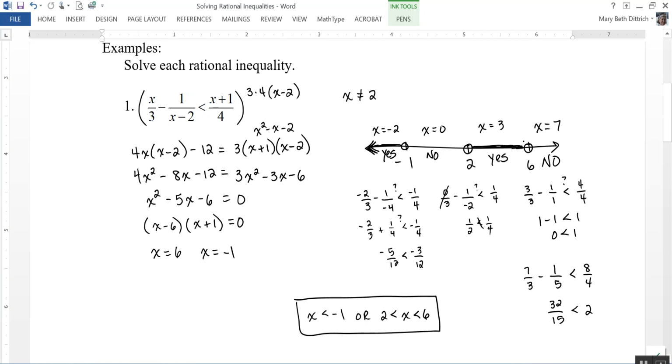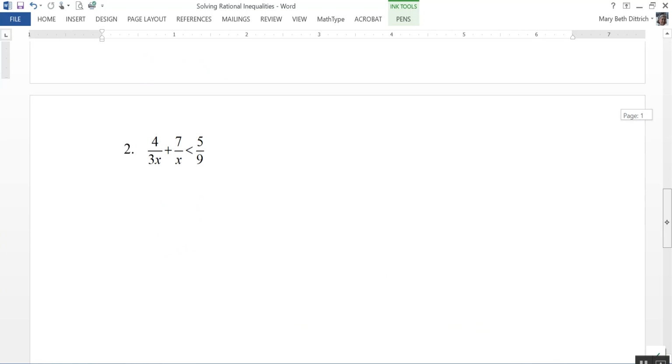Now that one was a little complicated. Lots of steps to that. We had 4 intervals, so we had 4 values we had to test. Let's take a look at another example. This one I think is maybe a little more straightforward.